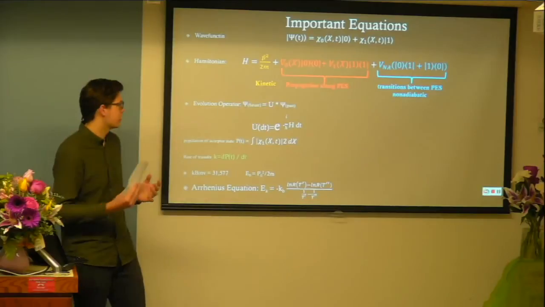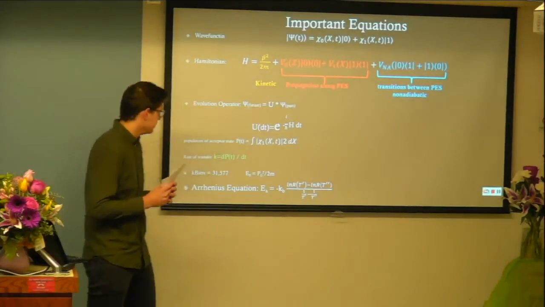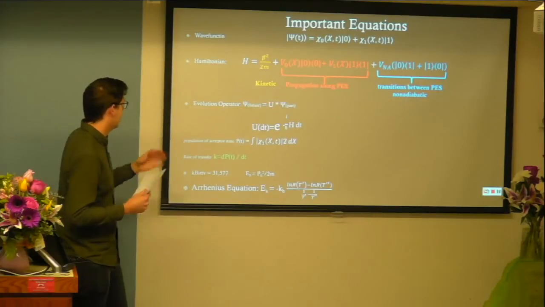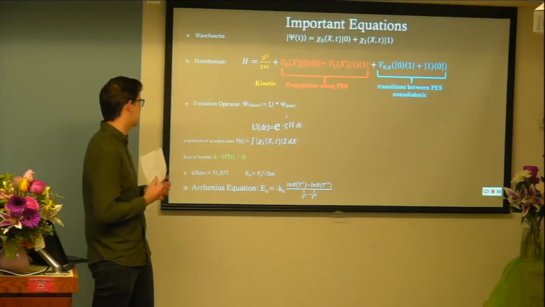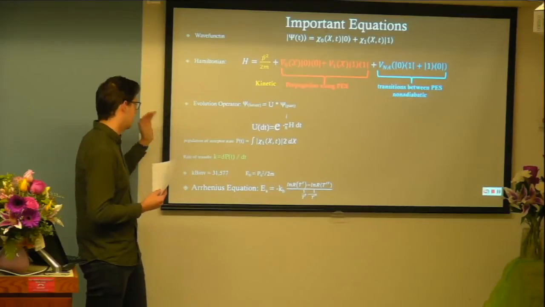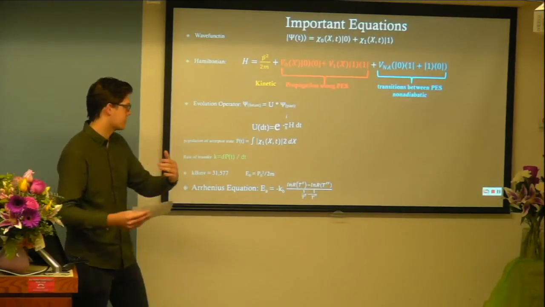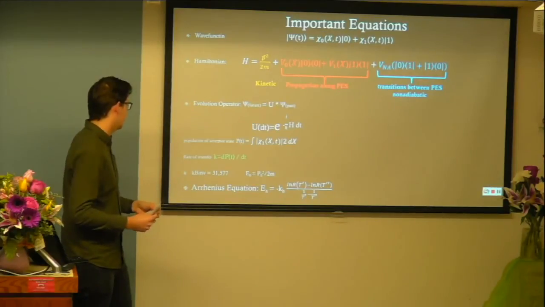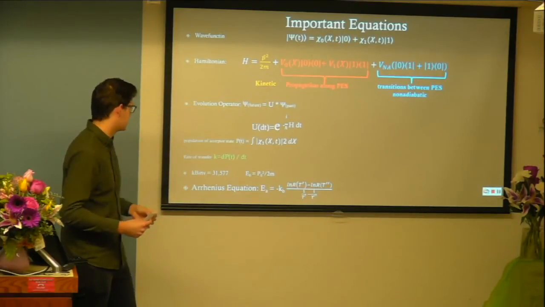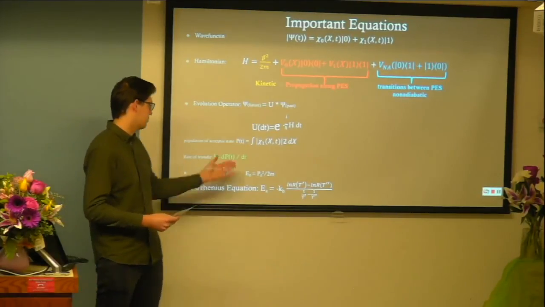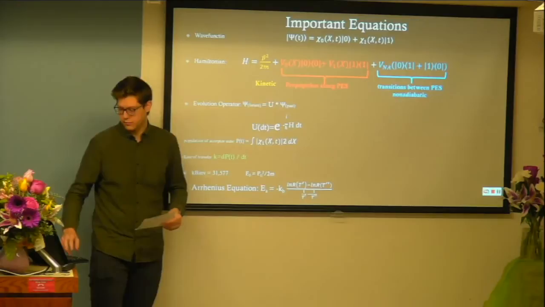Some of the important equations in this project are, obviously, the Hamiltonian, which has a couple of different stages, as well as the evolution operator, which allows us to see where these things are going, and a few other parameters, and the Arrhenius equation, same as Eungyo's, looking at activation energy.